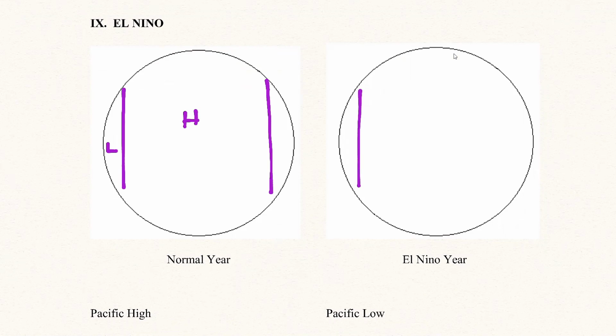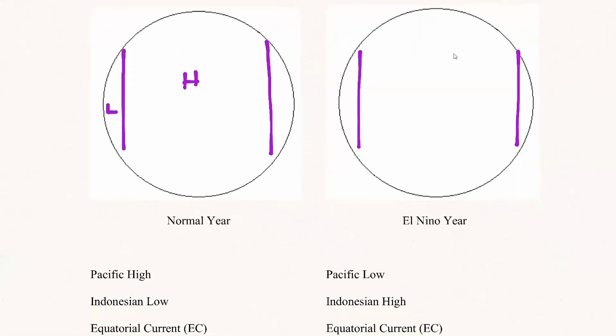Okay, let's do the El Nino year as well. Here is Asia, and here is the Americas. So we're looking at, again, the Pacific Ocean. Over the Pacific Ocean, we have what's called the Pacific high, and over India and Indonesia, we have what's called the Indonesian low. So a little about weather.